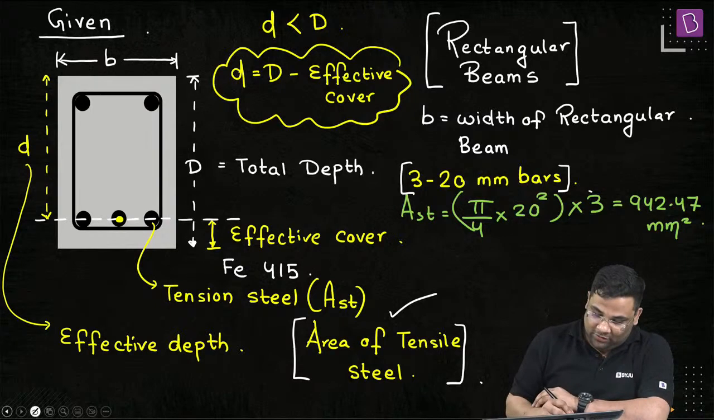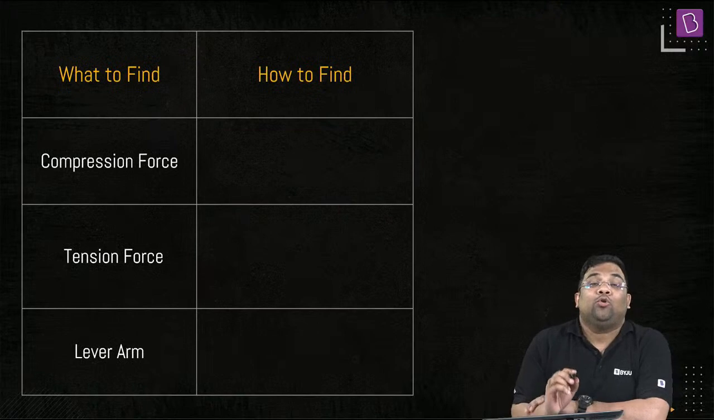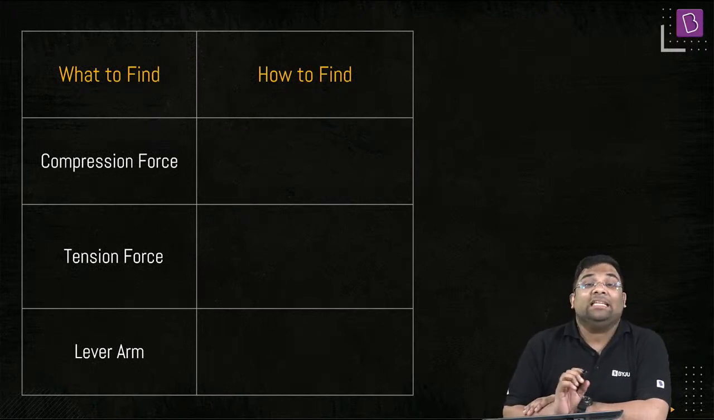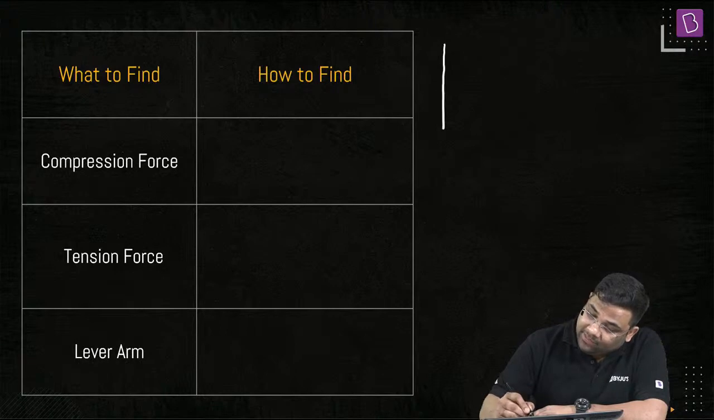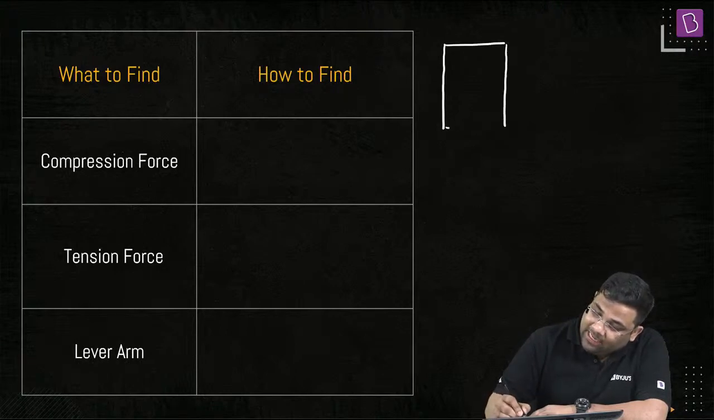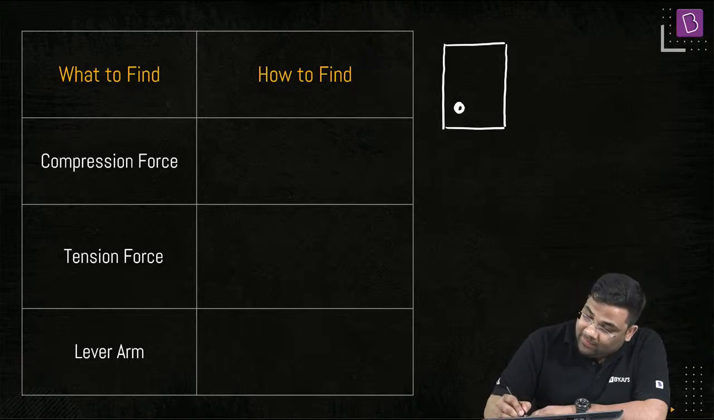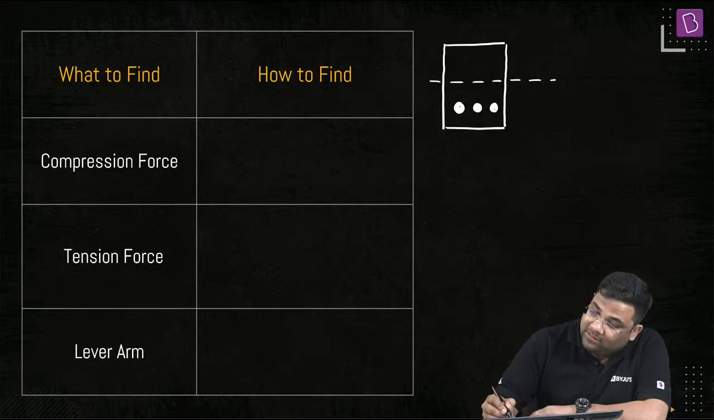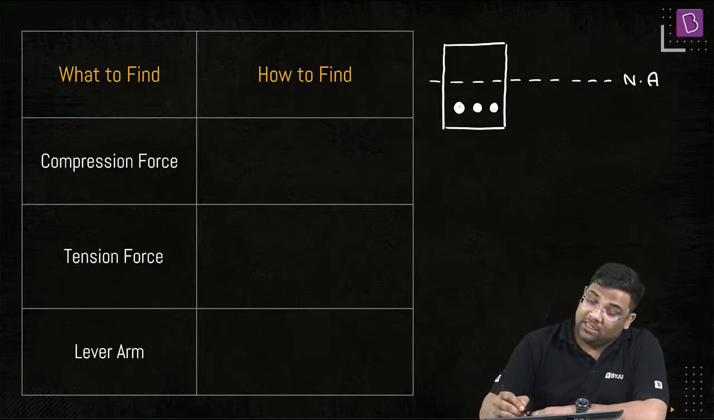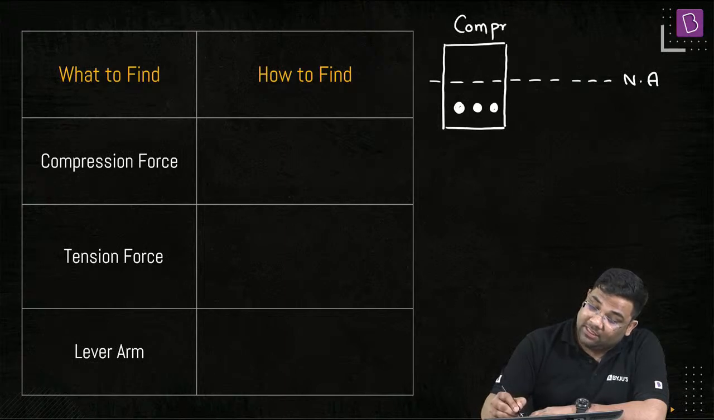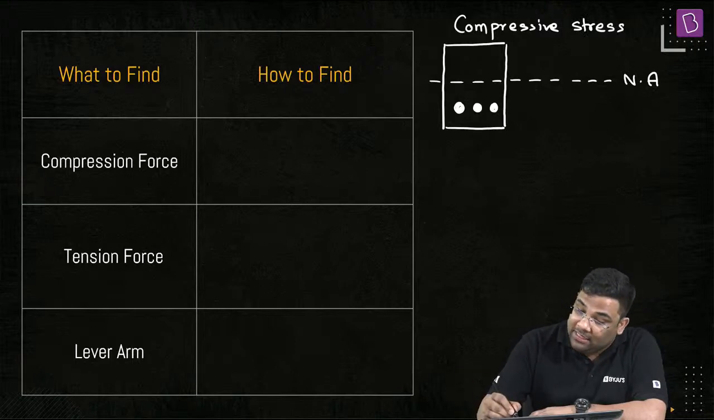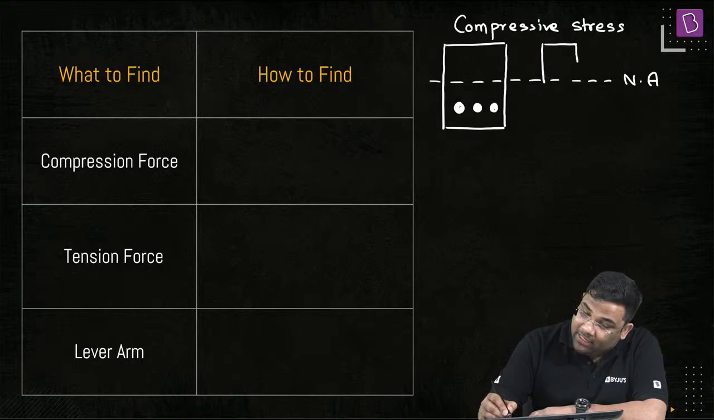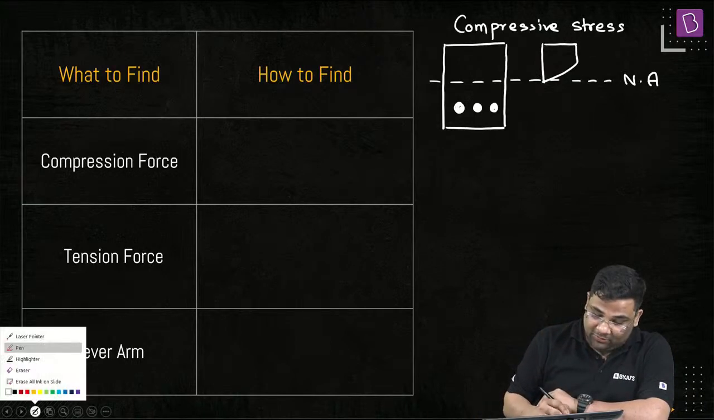Let us start solving. The first thing they will ask is the total compression force in the section. Now see, this is the rectangular cross section. Here we have the tension steel, and this is the neutral axis. Above the neutral axis, compressive stresses are there, and the compressive stresses will have a certain distribution, something like this. We are not discussing the distribution now.